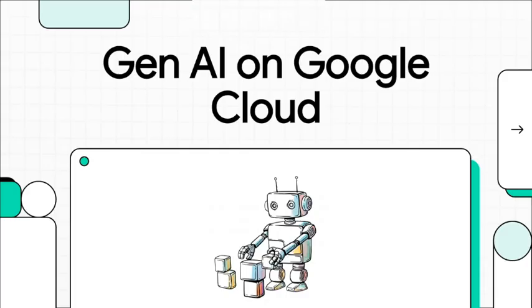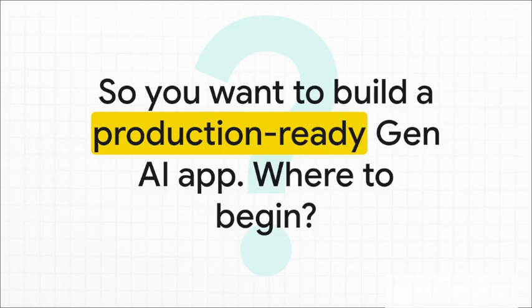Let's do this. So, this is the big question, right? You've got this amazing idea. Maybe you've even hacked together a little prototype. But how do you get from that concept to a real, scalable, production-ready application that people can actually use? It can feel like a huge leap, and that is exactly the path we're going to map out today.